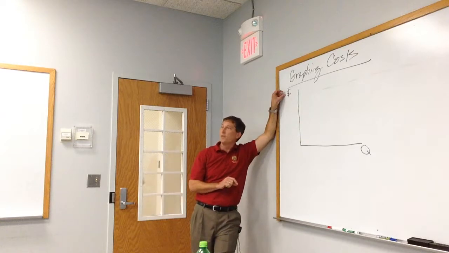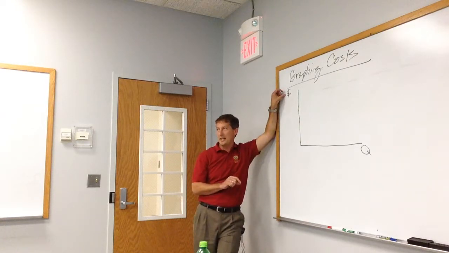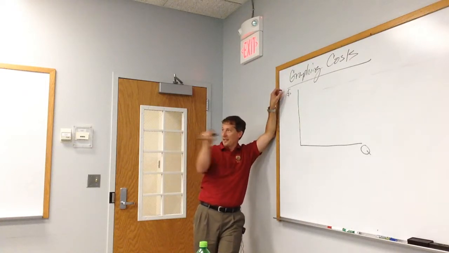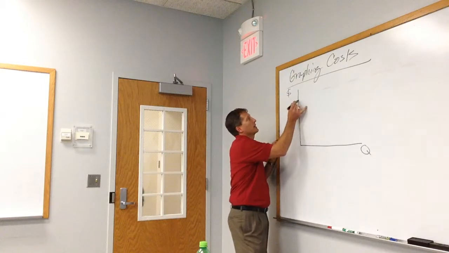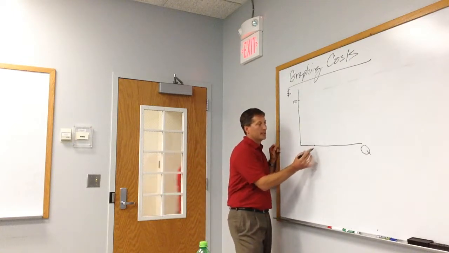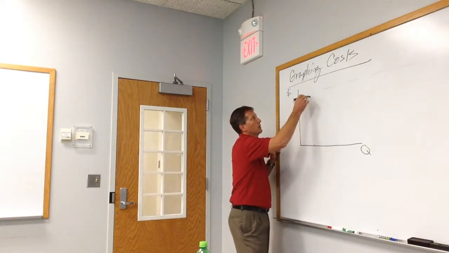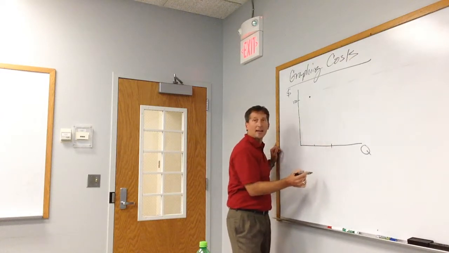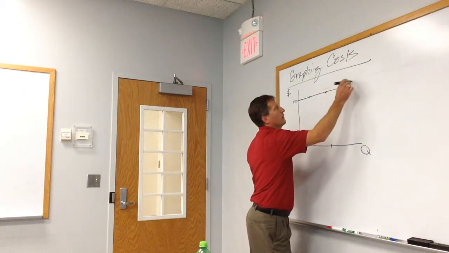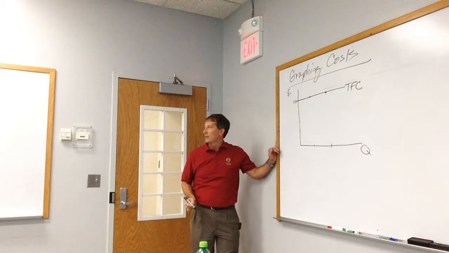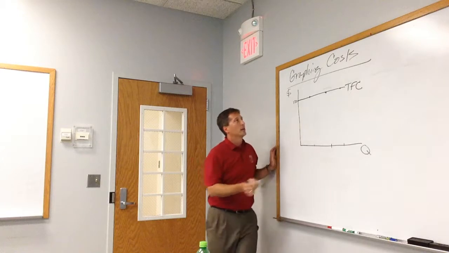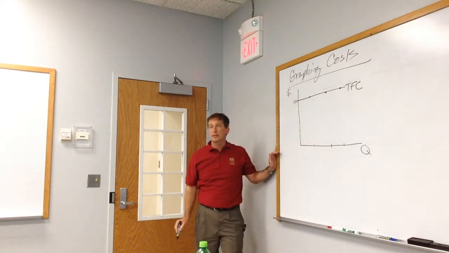What does the total fixed cost curve look like? $120,000. I see a few people doing this, right? If I produce this many units, I have this much total fixed cost. If I double that, I have this much fixed cost, right? So my total fixed cost curve is perfectly horizontal because no matter what quantity I produce, it is fixed.